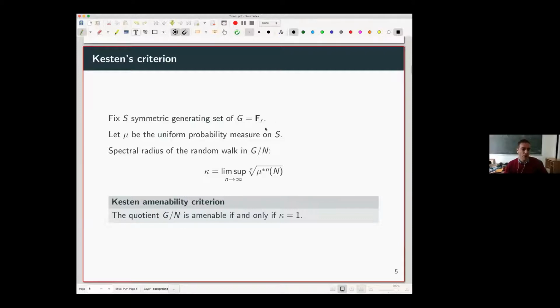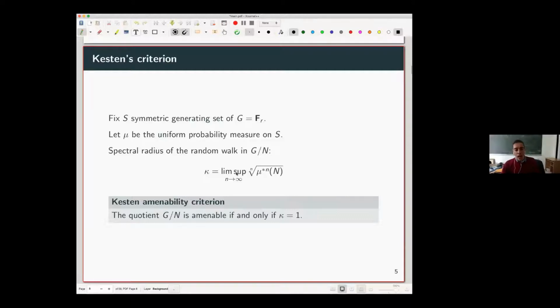So what is Kesten's criterion? You fix a subset S, which is a symmetric generating set of G. Typically you take a free basis of the free group, and you take the generators and their inverses. And then you consider the uniform probability measure on this subset S and start a random walk. Either you can think of a random walk on the quotient group, or you can already start the random walk in the group G. And then you may ask, what is the spectral radius of the random walk?